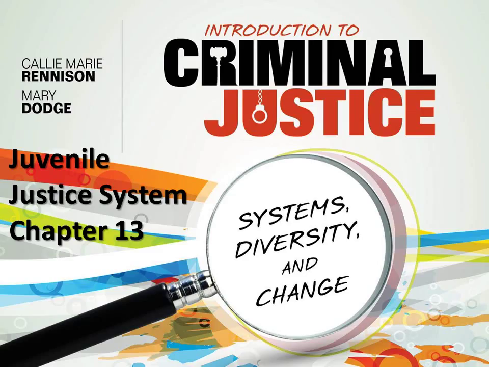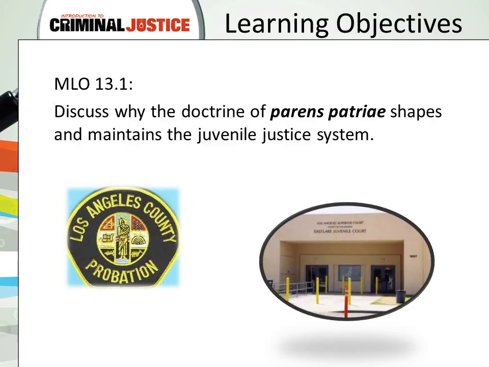This is AJ 100, Introduction to Administrative Justice. We are in Chapter 13, the Juvenile Justice System. And in this section, we're talking about our Module Learning Outcome 13.1, which is to discuss why the doctrine of Parens Patriae shapes and maintains a juvenile justice system.